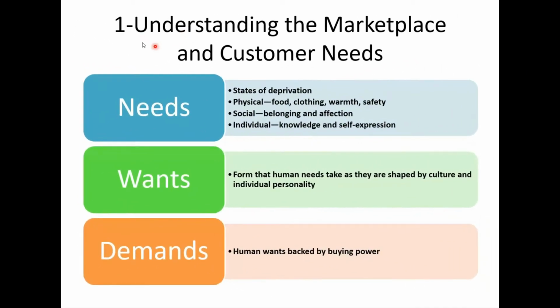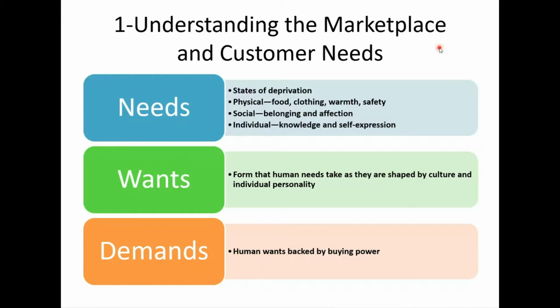So here is the first step, as we discussed here, understanding the marketplace. How can we understand the marketplace? Through market research, questionnaires. Maybe we can hire an agency to understand the market. Maybe we have a prototype of our product. Maybe we can test it in the market. All these kinds of tools will help us to understand the market in a better way.